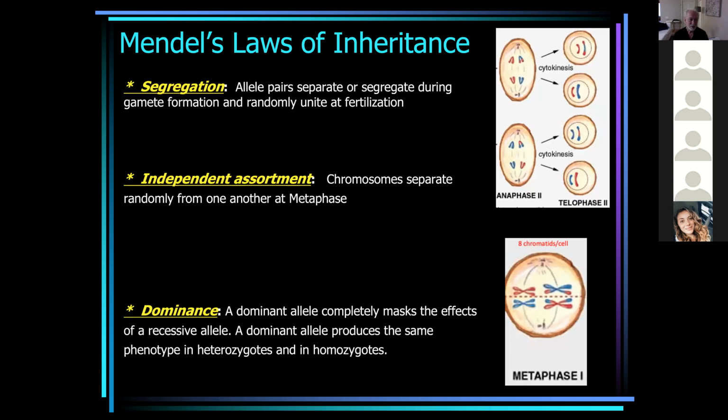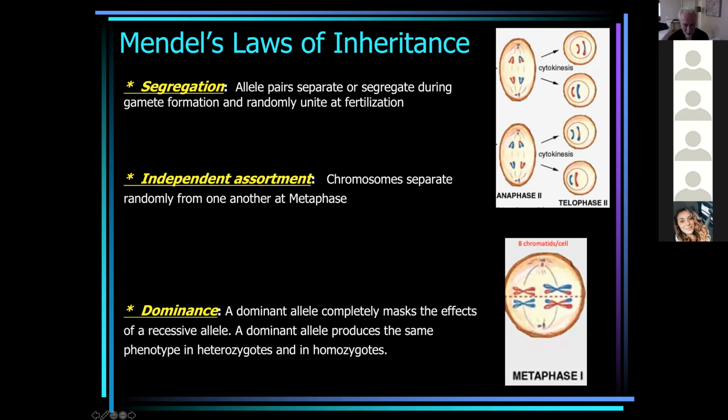Now, here's something else that you need to know. Mendel's laws of inheritance: segregation, independent assortment, and dominance. These are the conclusions that Mendel himself made from studying the results of his crosses. Segregation is when allele pairs separate during gamete formation and then randomly unite at fertilization. I've copied here a picture from our cell division lecture where you see the segregation. These are the gametes on the right, and each gamete is unique because the chromosomes have segregated. So that's the law of segregation.